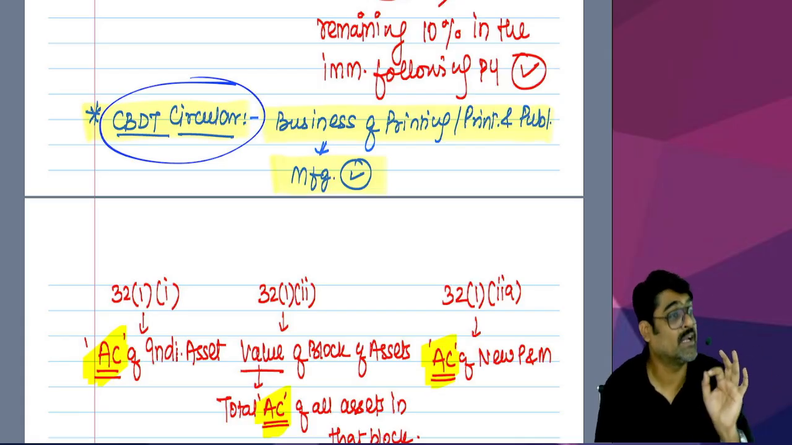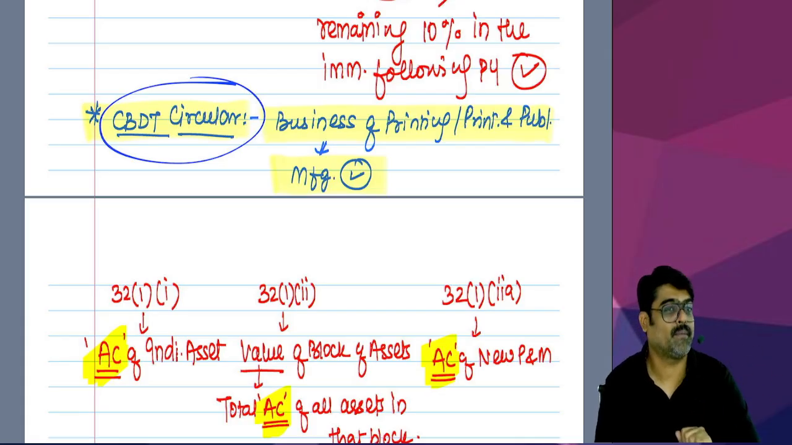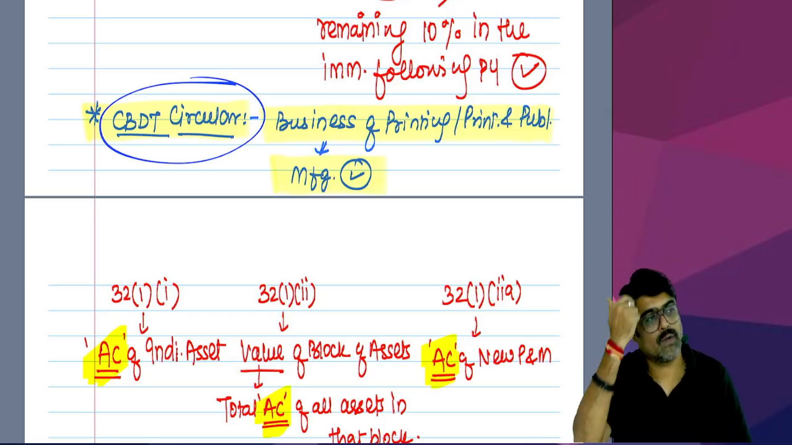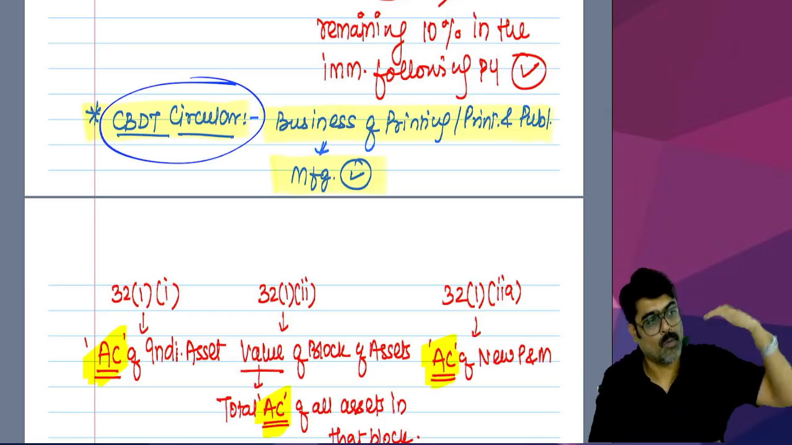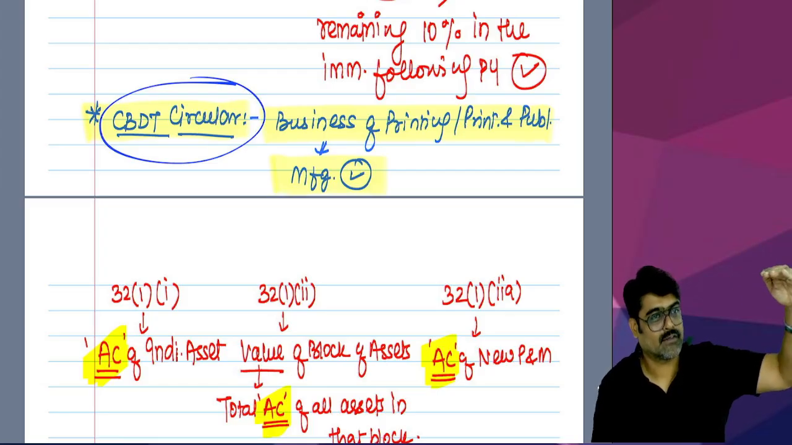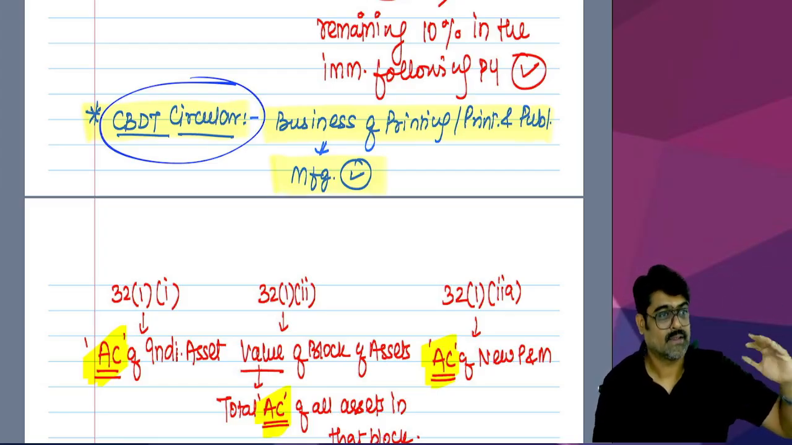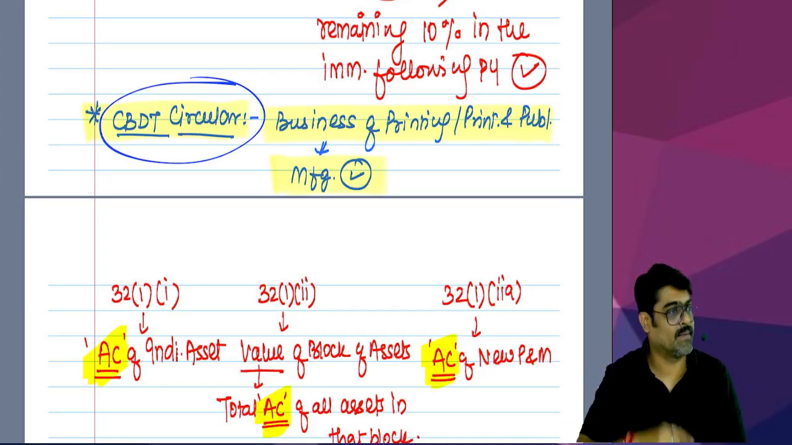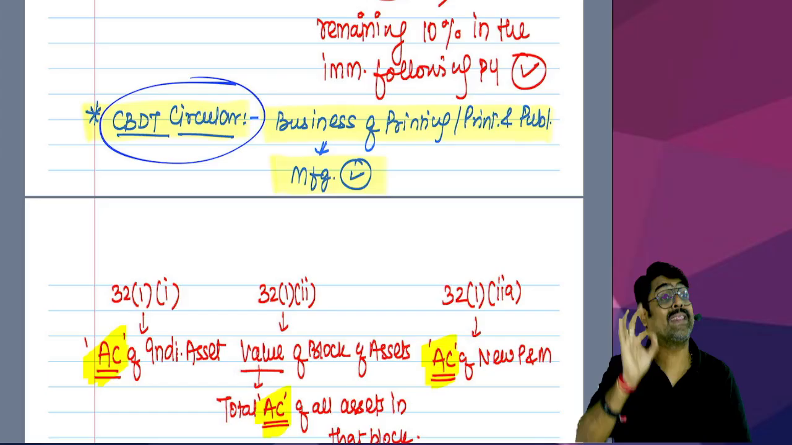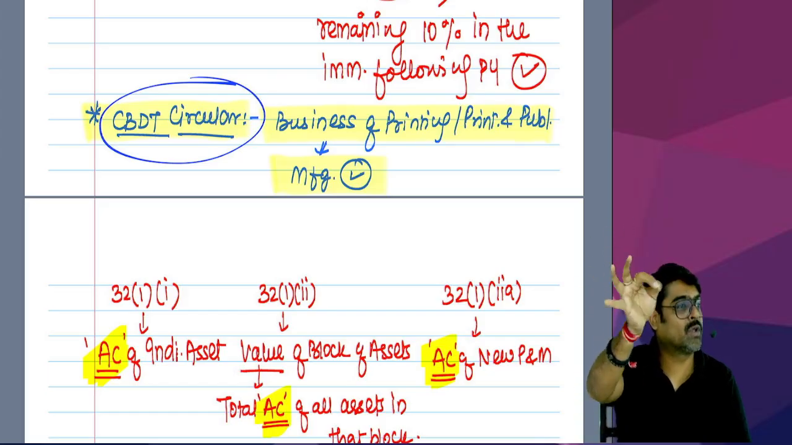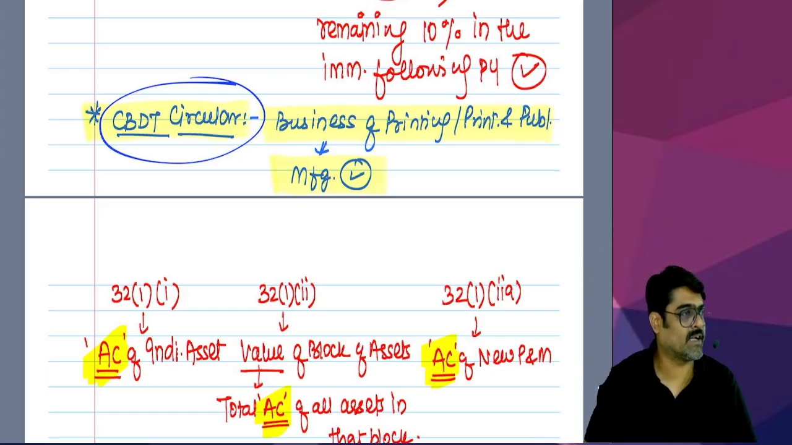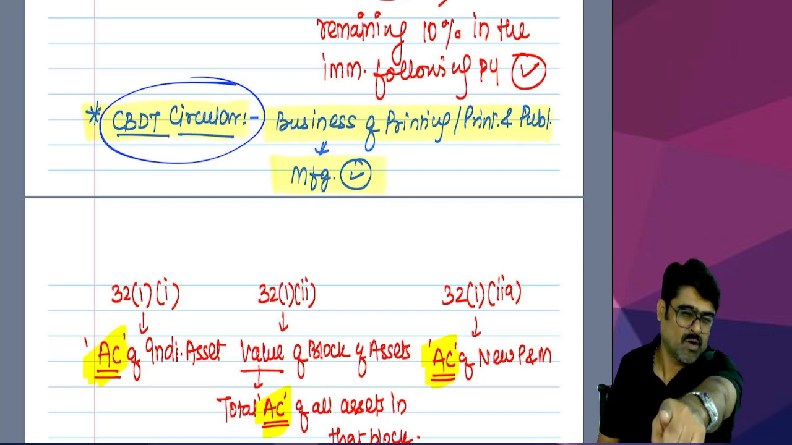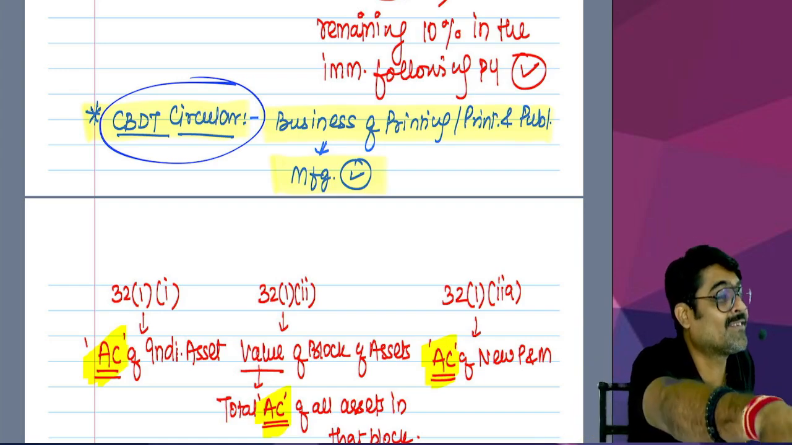So this is the end of 32.1.2a, additional depreciation. First of all, tell me, how do you calculate the value of the block? Opening, add additions, less deletions. Then on the depreciable value you calculate normal depreciation. But additional depreciation, you will always calculate on additions.